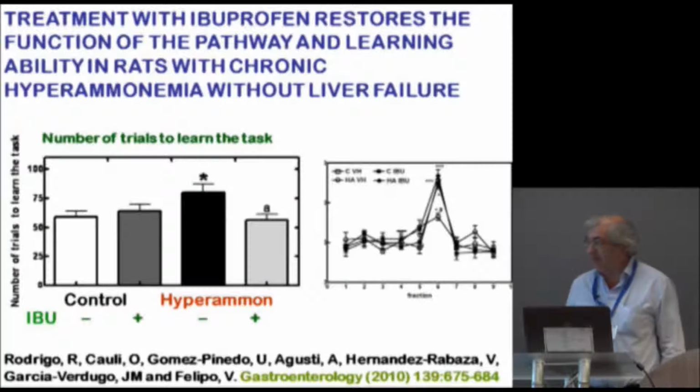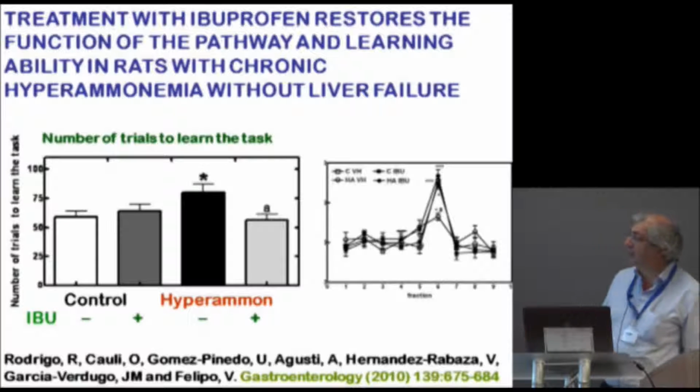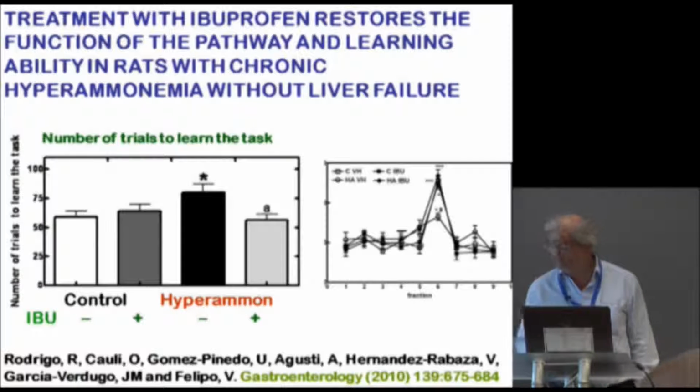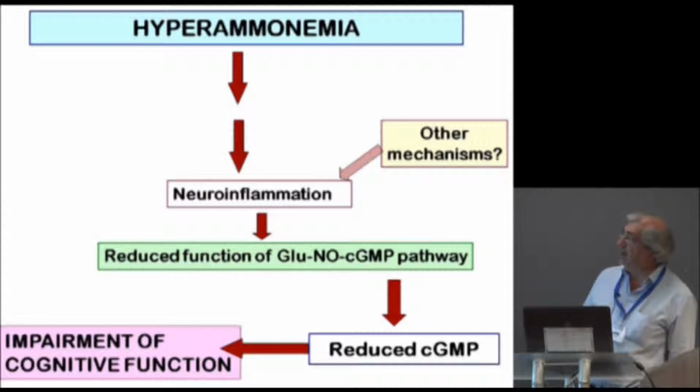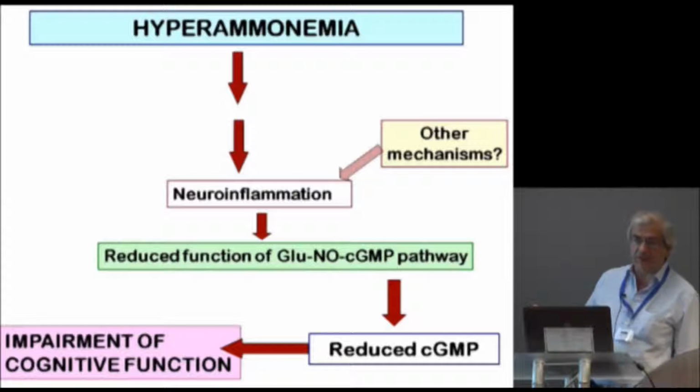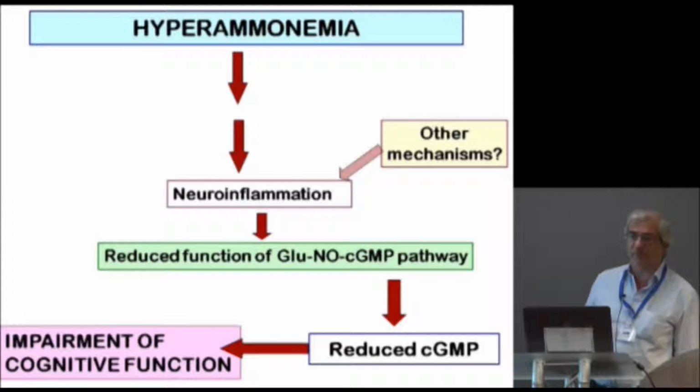We then tested whether this treatment with ibuprofen also normalizes the function of the pathway and learning ability in these hyperammonemic rats, and this is the case. It normalizes the pathway, and also treatment with ibuprofen restores learning ability in hyperammonemic rats. Therefore, this indicates that the effect of hyperammonemia on the pathway is mediated by neuroinflammation. It is likely that liver failure induces neuroinflammation also by other mechanisms in addition to hyperammonemia. But hyperammonemia induces these effects through neuroinflammation.